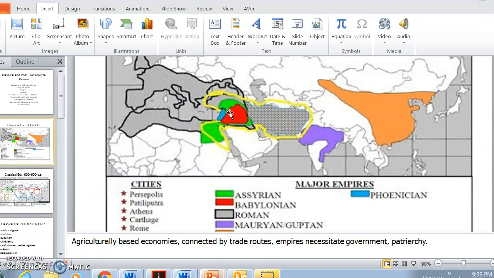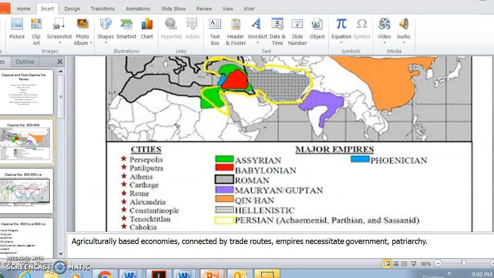But the big ones, all right, the big empires here: the Roman Empire, which is right here. You have all of Europe. Here's Italy, where Rome is now. Western Europe, France, Spain, England, North Africa, Eastern Europe. This Roman Empire is gigantic. It's one of the major empires of the classical era.